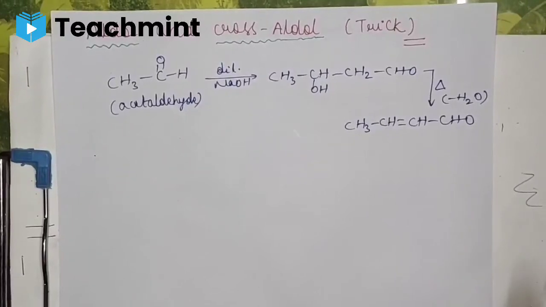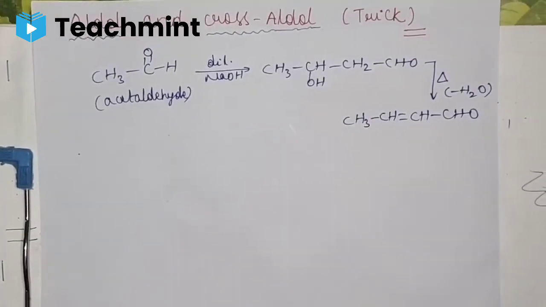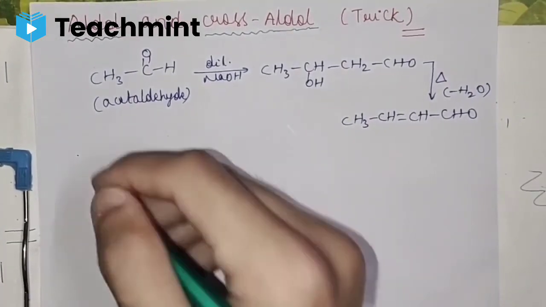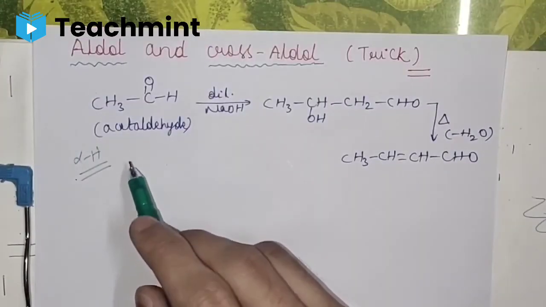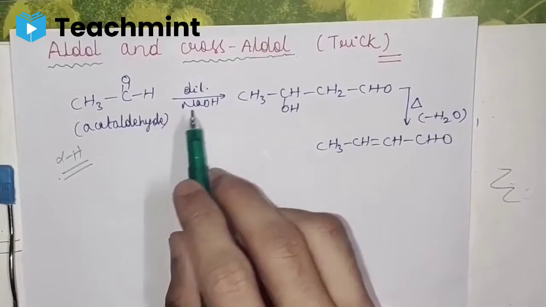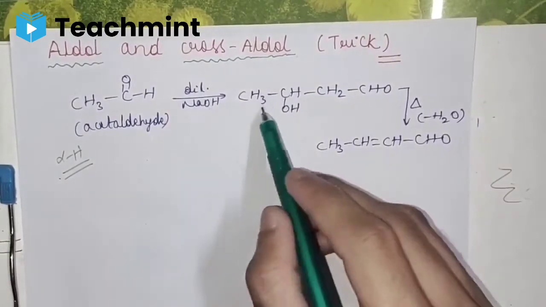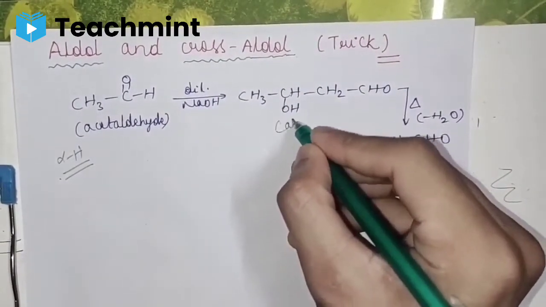Hello friends, today we are going to discuss the trick about aldol and cross-aldol condensation product. For aldol condensation, we need alpha hydrogen. Here the carbonyl compound should contain alpha H. Acetaldehyde is treated with dilute NaOH and the product formed is called aldol.